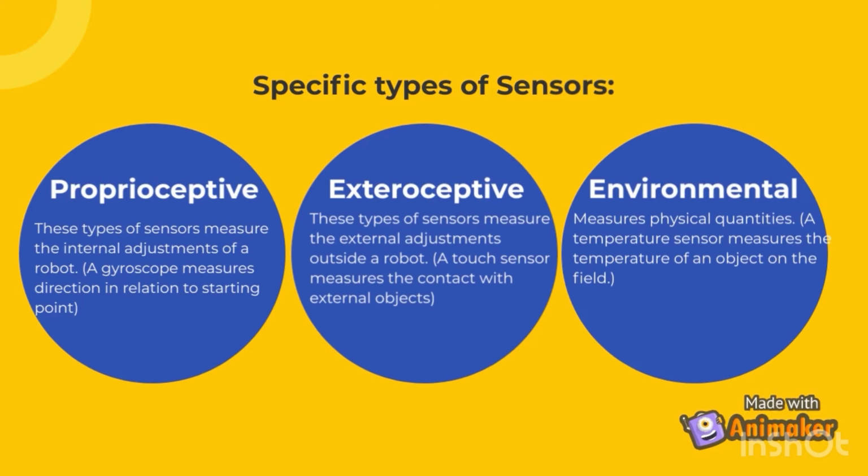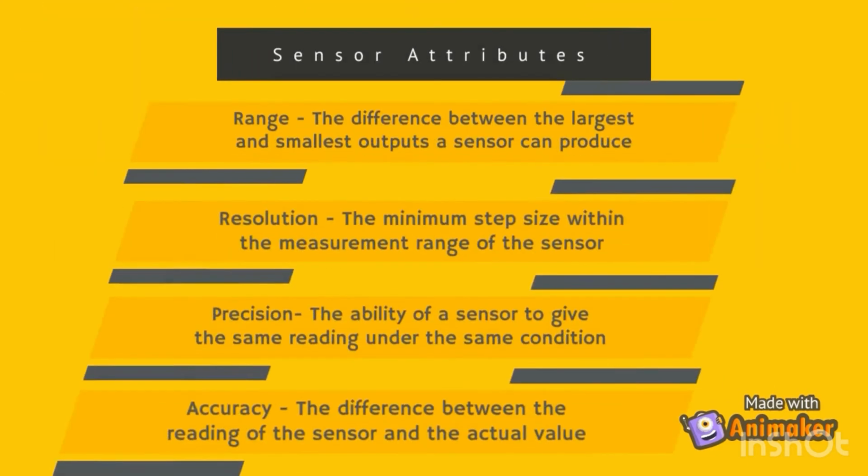So like a touch sensor that touches something on the field. So it just bumps into a block maybe. And environmental. Environmental sensors measure physical quantities on the field. So for example, anything with thermal.